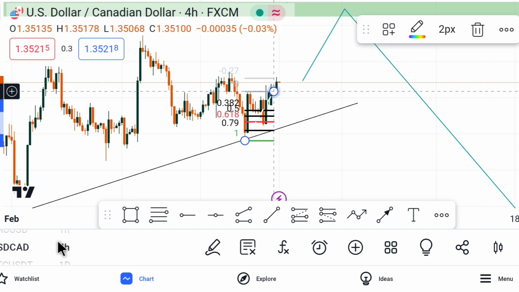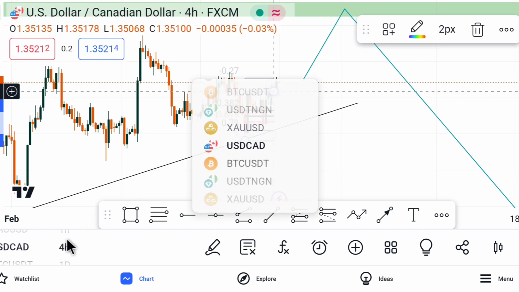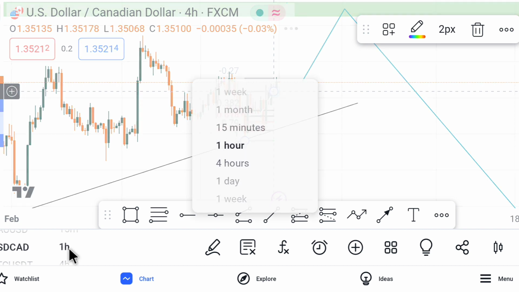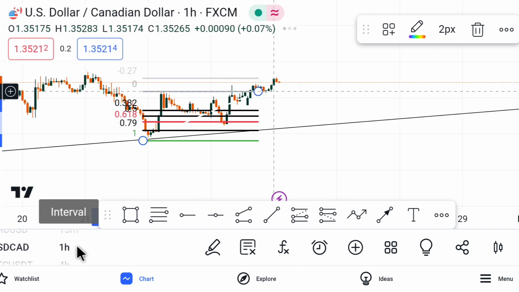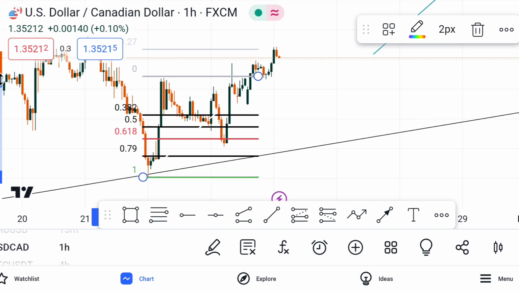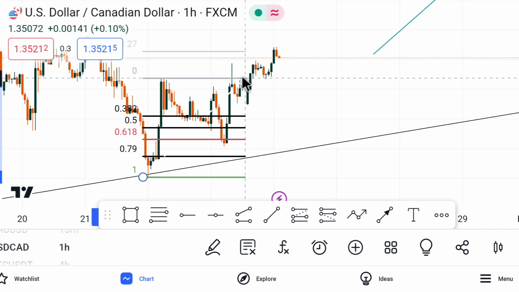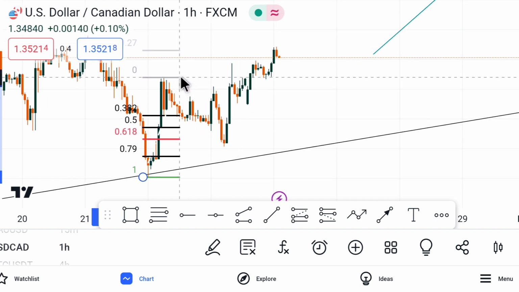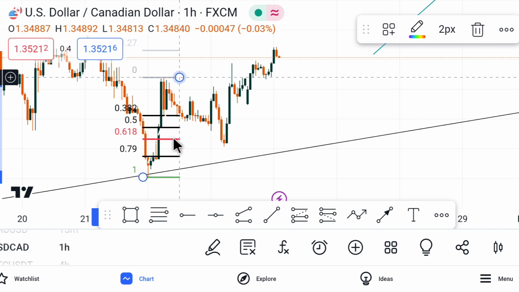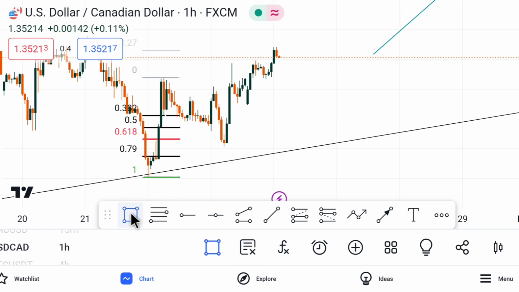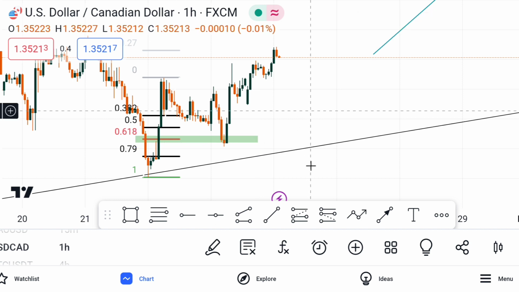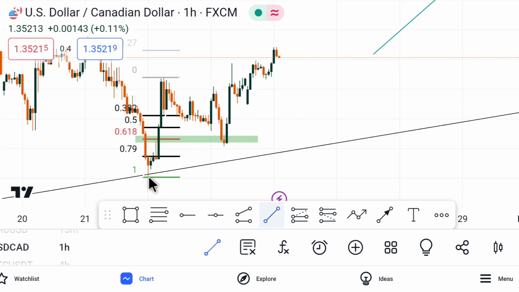Let's go to the H1 time frame to see it clearly. As you can see, right here from the bottom to the top, price actually respected the 61.8 retracement level. So this level is very valid. That shows that we have our trend line from here.